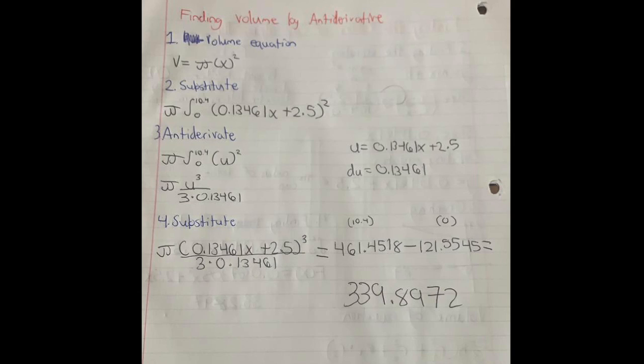Then we need to find the volume by using the antiderivative method. So the first step is to write down the volume equation, which is pi times x to the second power. Then we substitute into the equation in x, and we have the two values, which are 10.4, the initial value, and the final value is 0.